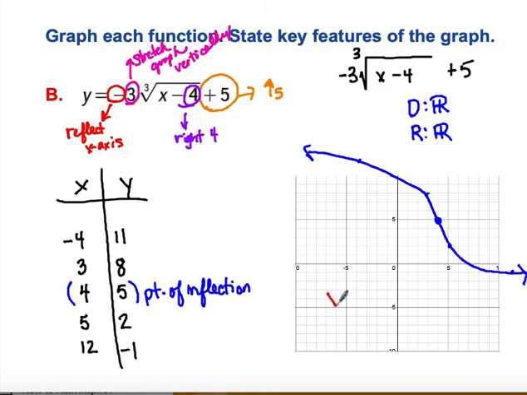And my end behavior is going to go as we move to the left of my graph, my function this time is going to move up to positive infinity. As we move to the right of the graph, the function is going to move down to negative infinity. Okay, and that's how we graph our cube root functions.